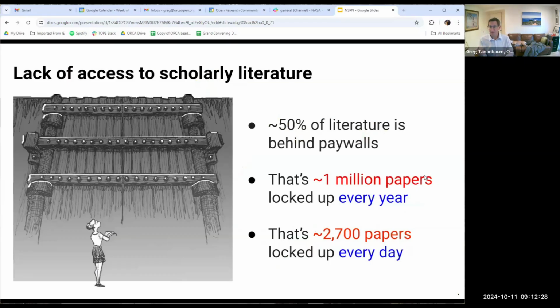And this matters because even today, even with technology and the distribution costs, the model being so different than it was in the 17th century, half the literature is still behind a paywall. You still have to pay to get access to it, and that's more than 1 million papers every year. If you want to read about a specific condition or promising treatment or ways to potentially arrest climate change, it's a coin flip whether that literature is going to be accessible to you or not. More than 2,700 papers every day are getting published that are behind these paywalls.